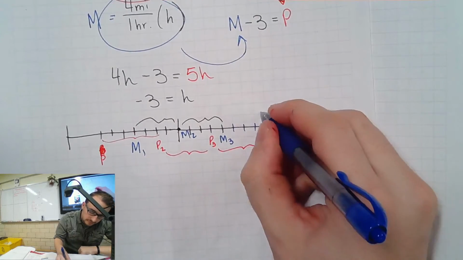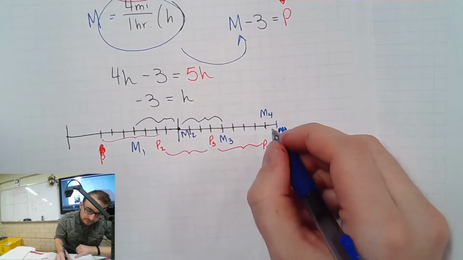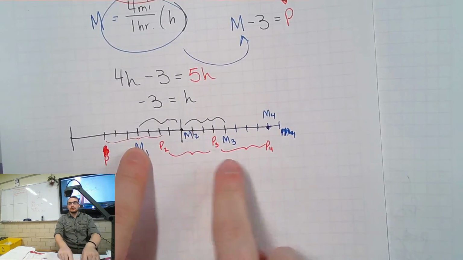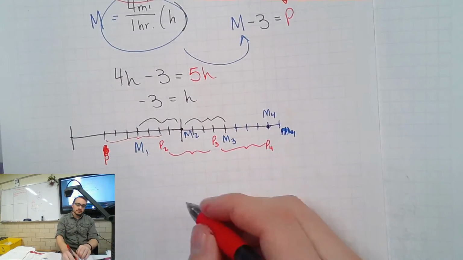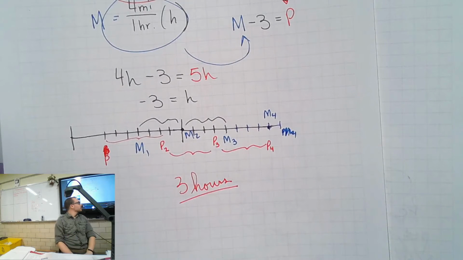Good catch. 1, 2, 3, 4. They finally catch up. 3 hours. So they do catch up at 3 hours. So why do we get a negative answer?